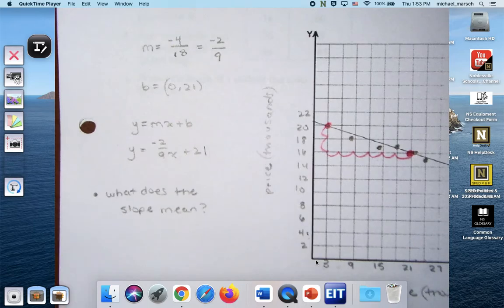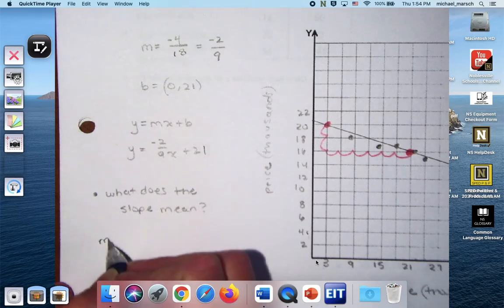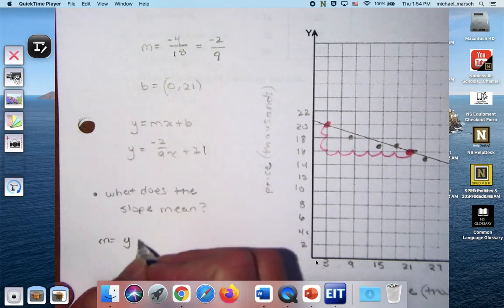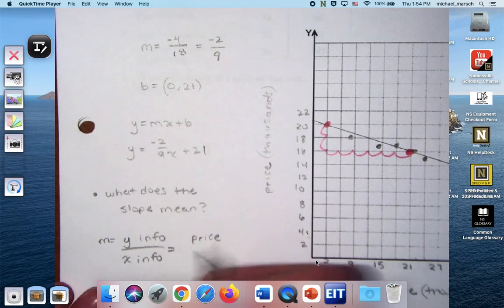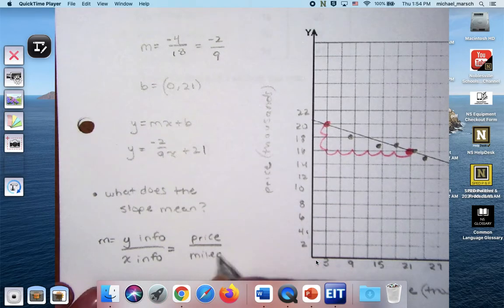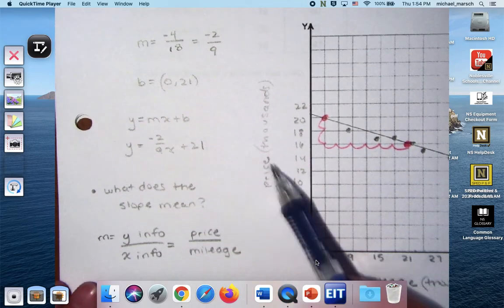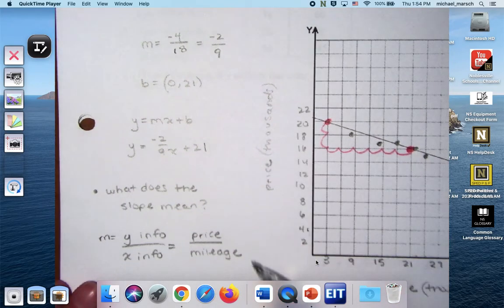Okay, let's take this a step further. What does the slope mean? What does it mean, Grace? When the price goes down, the more miles. Yeah, so remember, slope is the y info over the x info, right? So this is going to be price over mileage, because price is my y-axis title, mileage is my x-axis title.